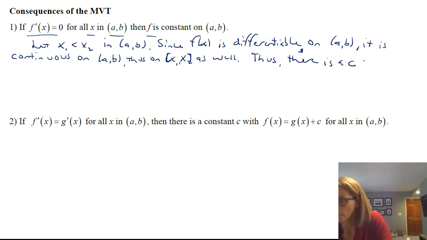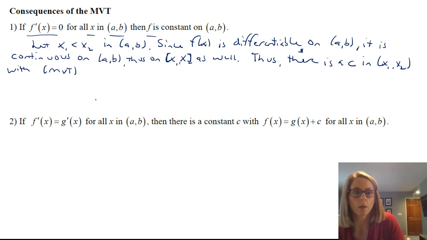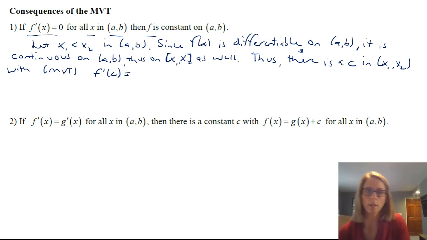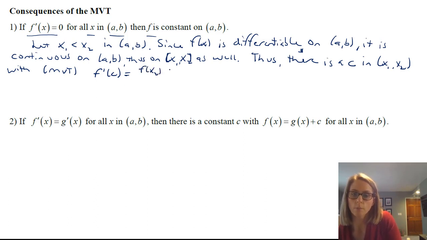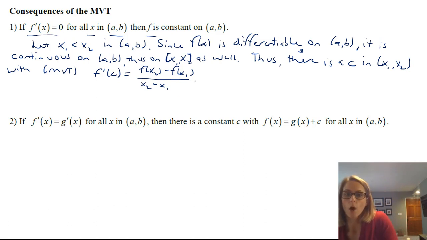All right, so now we know, thus, what the MVT tells us is there is a c on that interval x1, x2, with, so this is what the MVT tells us, because again, it's a consequence of the MVT, f prime of c, so the derivative at that value c must be equal to f of x2 minus f of x1, the secant line between the two values, over x2 minus x1. That's what the MVT says. So we're using MVT here.